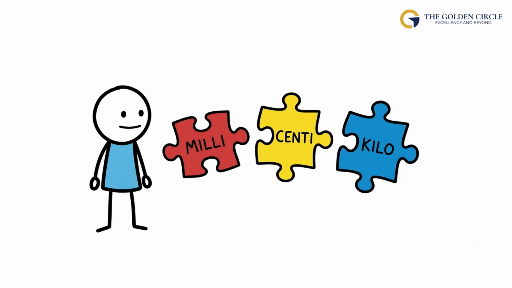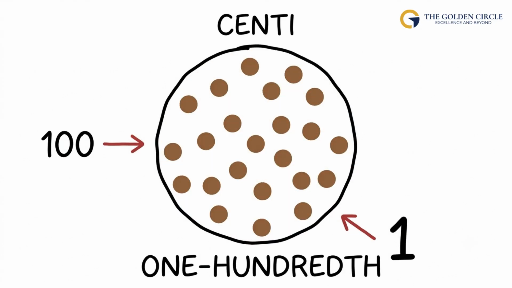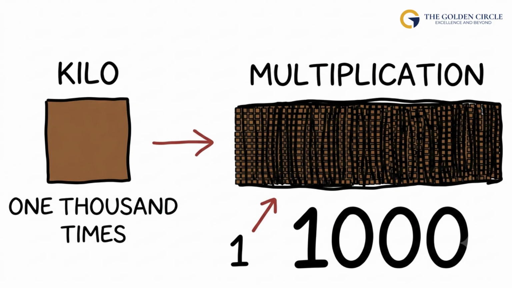Notice the pattern? These aren't random words. Let's break them apart like puzzle pieces. Milli means 1,000th, centi means 100th, kilo means 1,000 times. So a kilometer isn't a totally new idea. It's just saying 1,000 meters, dressed up in a shorter word.